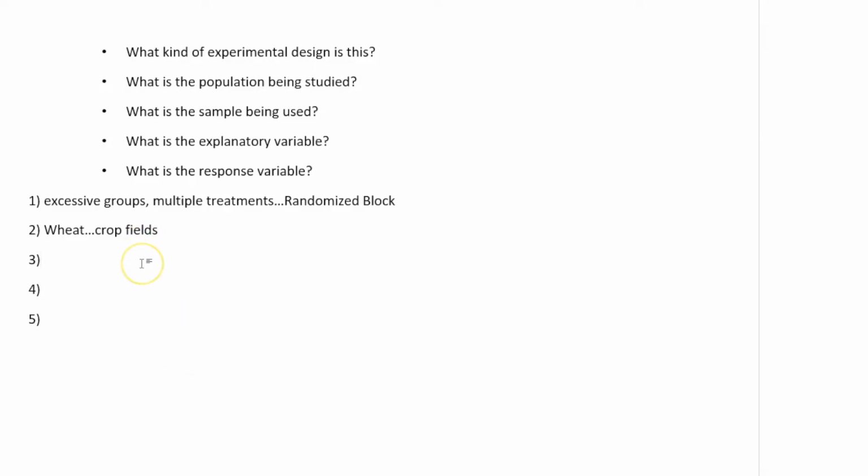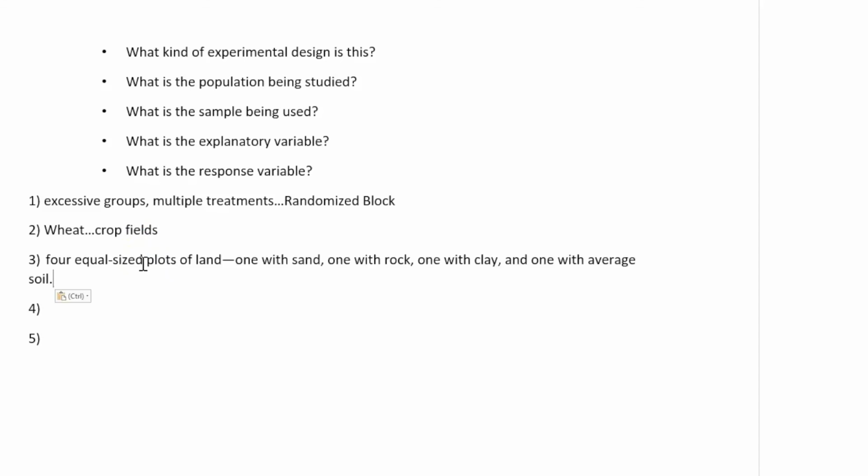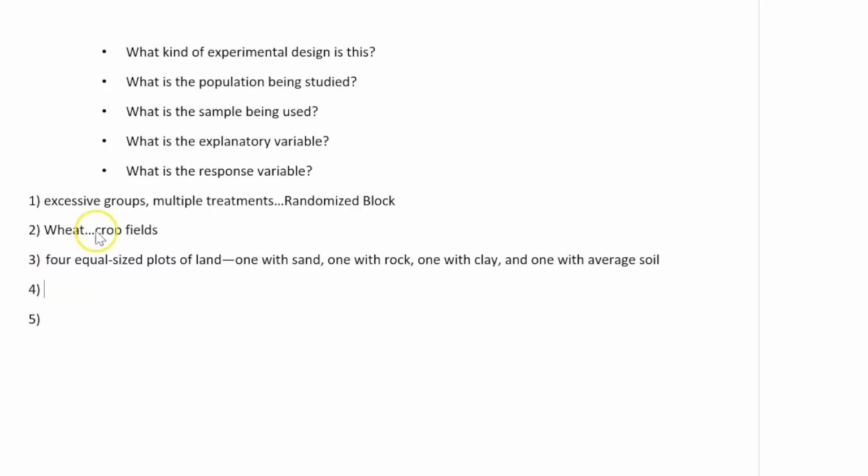Okay, thank you. So here we have 4 equal-sized plots of land, one with sand, one with rock, one with clay, and one with average soil. If you just gave me the part that says 4 equal-sized plots of land, or her 4 equal-sized plots of land, that would be acceptable too. But this would be about as big of an answer as we're looking for there. Oh, my bad. Let's save.